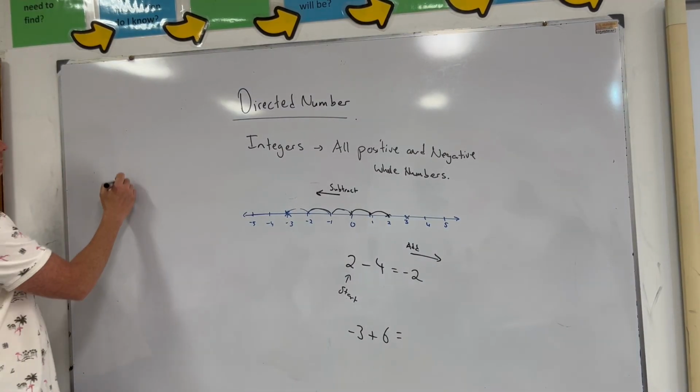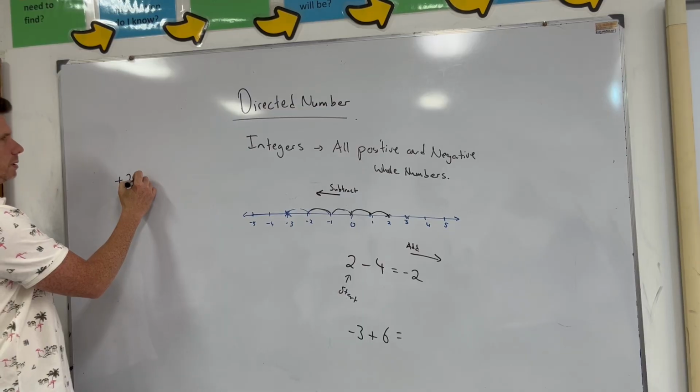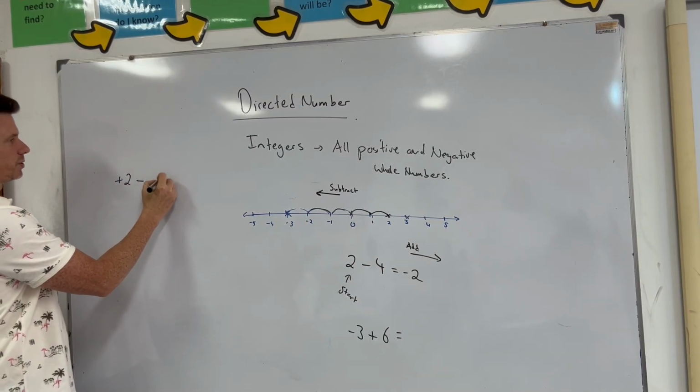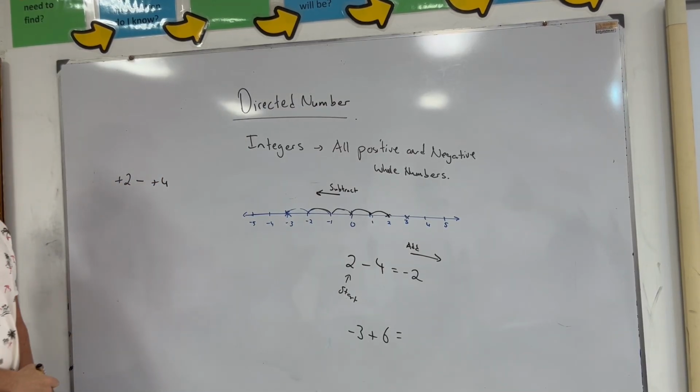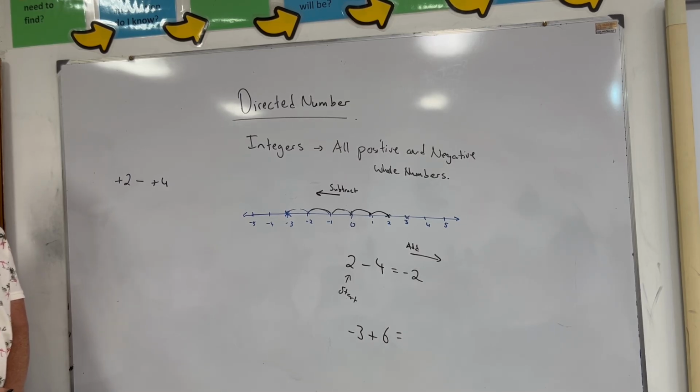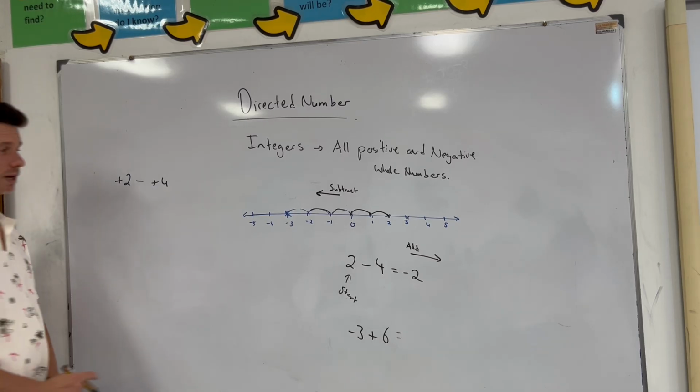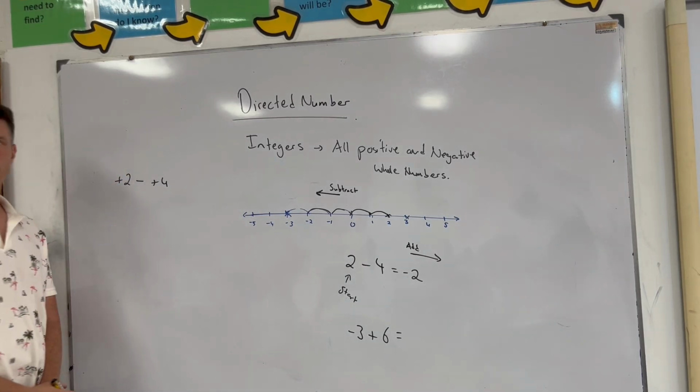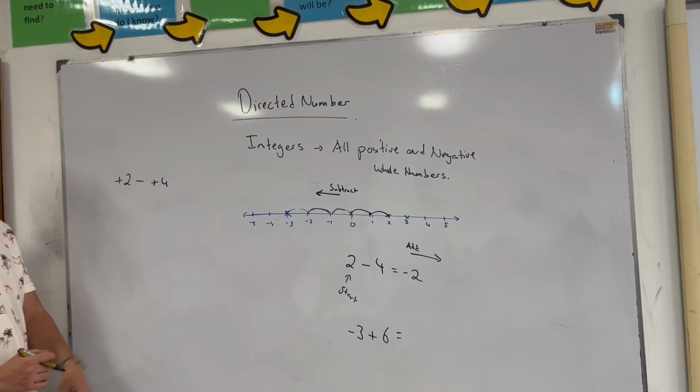What happens if I write plus 2 minus plus 4? Plus 2 minus plus 4. What on earth is going on here? It is negative 2. This is the exact same as that. We just never see it written like this.